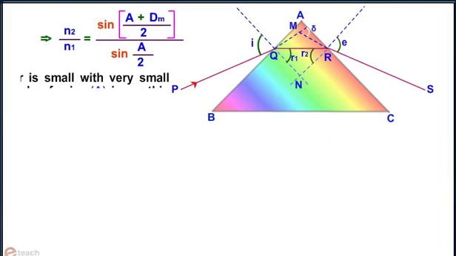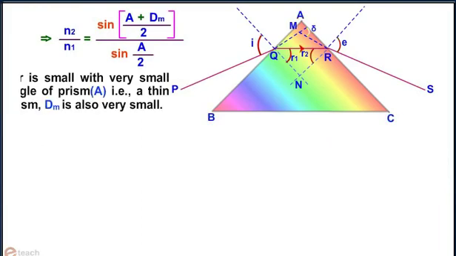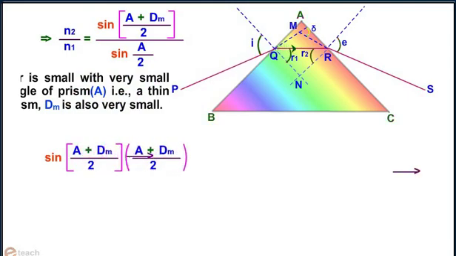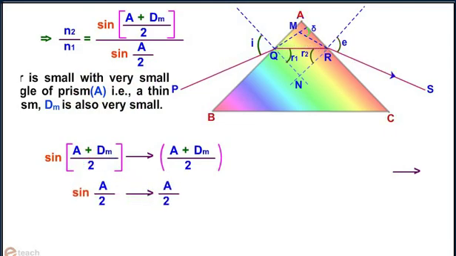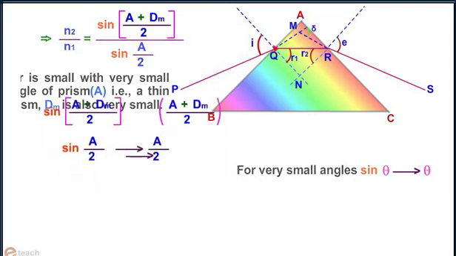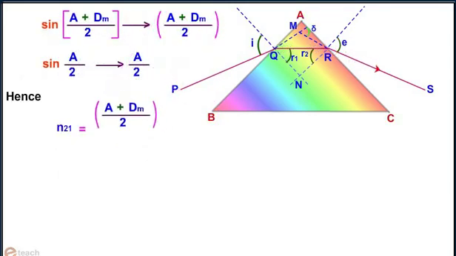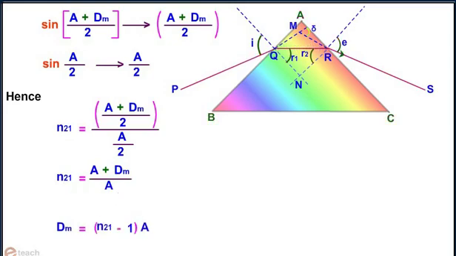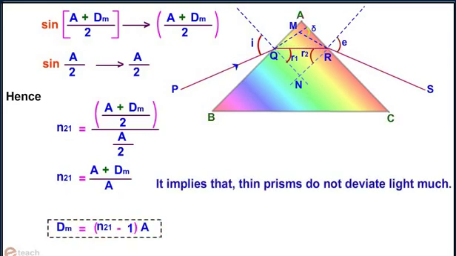If A is small, that is a thin prism with a very small angle of prism, dm is also very small. We can take sine of A plus dm by 2 as A plus dm by 2 and sine of A by 2 as A by 2. Hence, n21 equals A plus dm by A. This implies dm equals n21 minus 1 whole multiplied by A. It implies that thin prisms do not deviate light much.